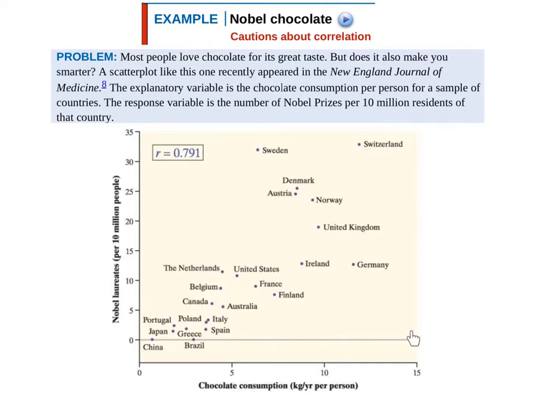The explanatory variable, down here, is the chocolate consumption per person for a sample of countries. The response variable is the number of Nobel Prizes per 10 million residents of that country. So all of these dots are labeled with their country name, so you can check this out. And our R is 0.791, so that's pretty strong.